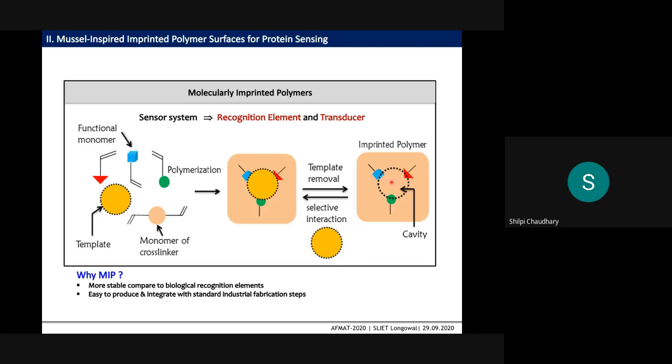And the reason that they are getting popular is because they are more stable in comparison to the biological recognition element, as I already pointed out. And they are easy to produce and integrate with the standard industrial fabrication steps.